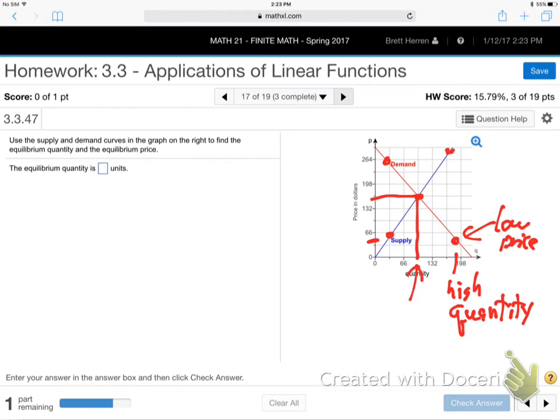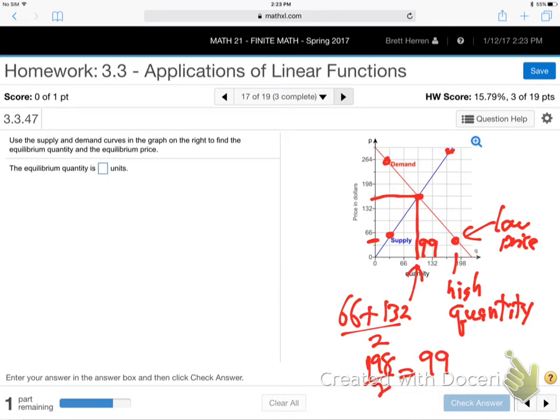It's between 66 and 132. How do you find what's halfway between 66 and 132? How do you find the middle of any two numbers? Add them and divide by 2. It's called averaging. So 198 over 2 is almost just under 100. It's 99, isn't it? So that's an x value of 99.